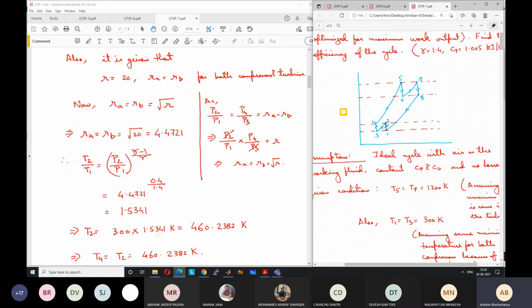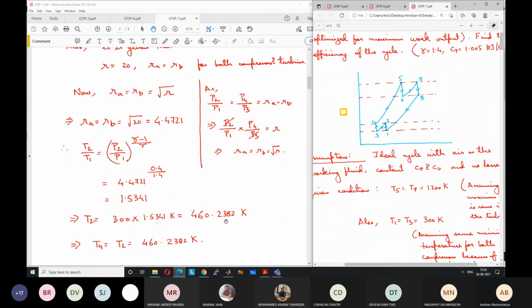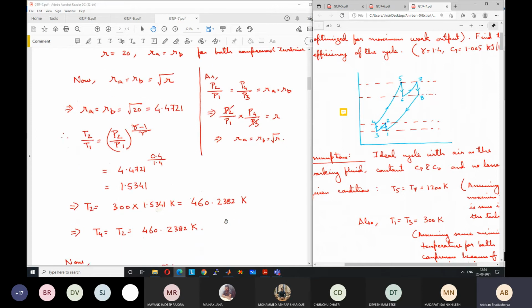So at the compressor outlet, you can see the temperature rises quite a bit. 460 is not a very low temperature. It rises because of the compression process. The pressure obviously rises much more, about 4.5 times, while the temperature rises around 1.5 times, as we can see for this particular case. Now, because it is given that pressure ratios are equal, and we have assumed that T1 equals T3, it means that T4 is equal to T2. So T4 is also equal to 460.2382 Kelvin.